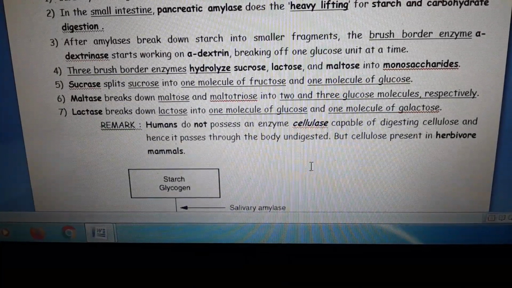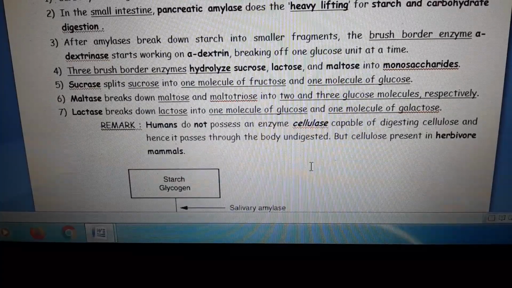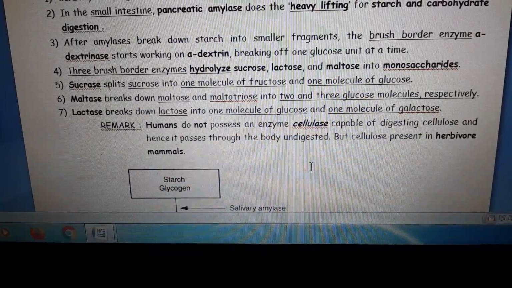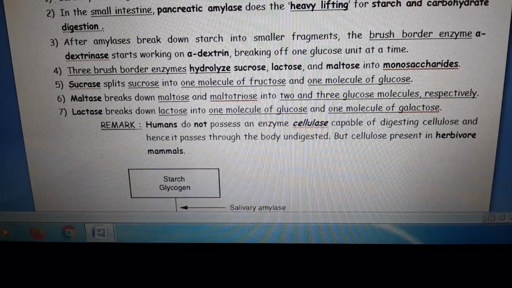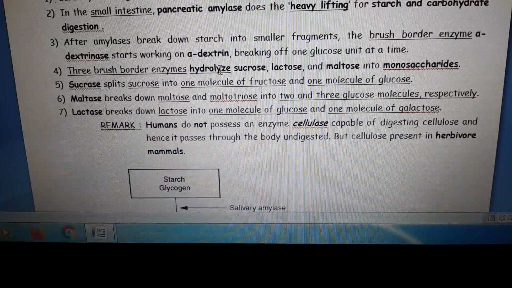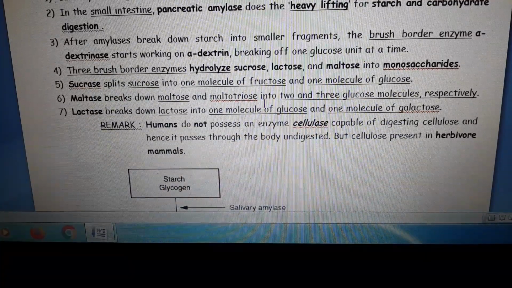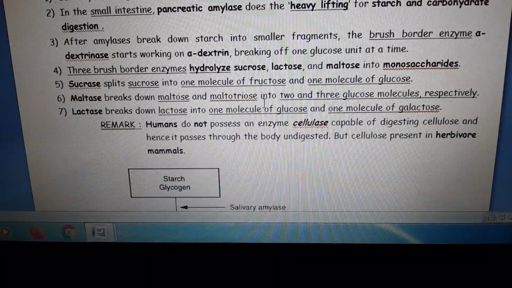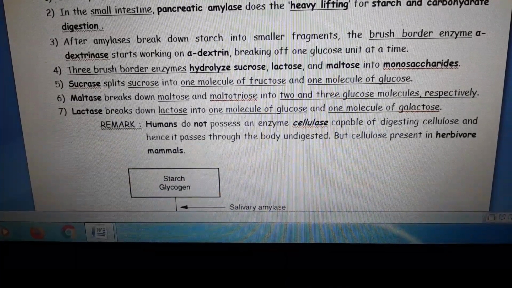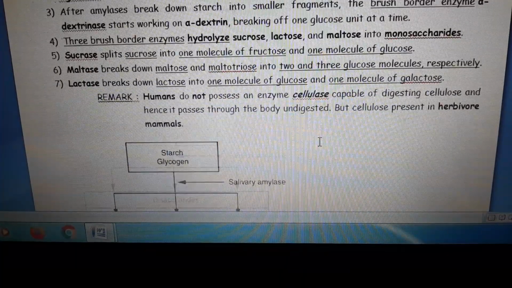So in the small intestine also, the brush border enzyme, we can call it the alpha dextrinase, also acts on alpha dextrin and ultimately breaks it into one glucose unit at a time. And also the cellulase enzyme acts on cellulose, but in human beings there is no cellulase, but in herbivore mammals we can find the cellulase enzyme which acts on cellulose.